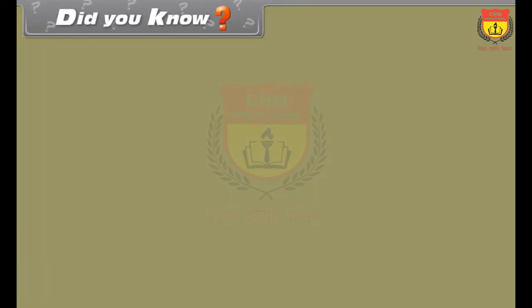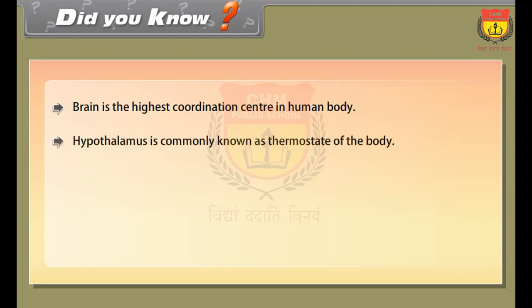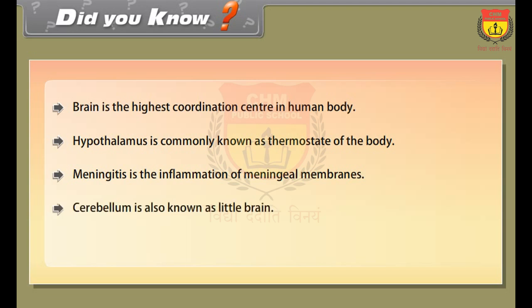Did you know? The brain is the highest coordination center in the human body. Hypothalamus is commonly known as the thermostat of the body. Meningitis is the inflammation of the meningeal membranes. Cerebellum is also known as the little brain.